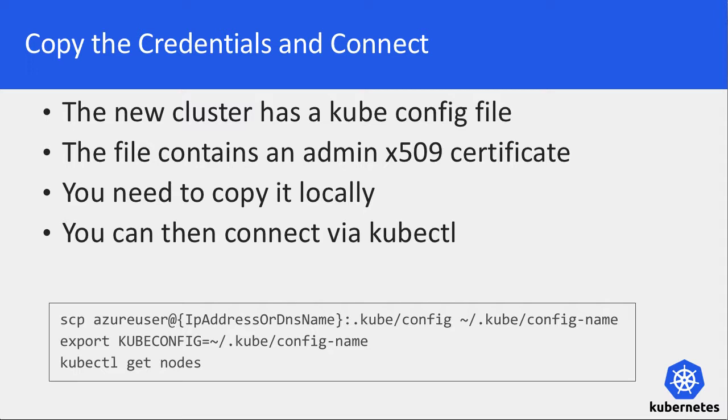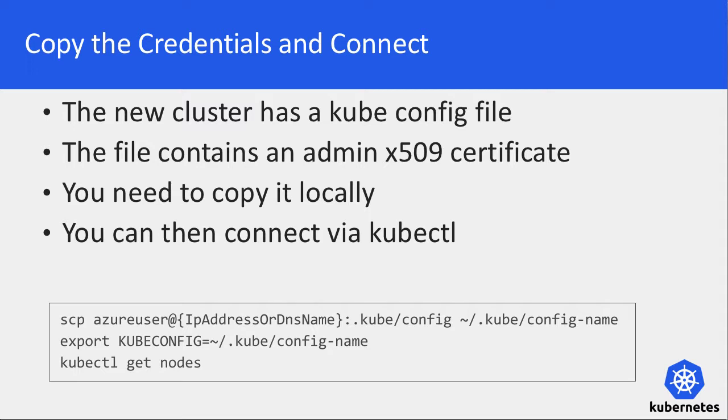And then the path to the config file on the master, and then the path to the config file on your local machine. In my case, I'm giving it a non-standard config file. I'm putting it in a location where kubectl is going to look for it, but I'm giving it a non-standard name. So I need to set an environment variable telling kubectl where that config file is. Once I've set that environment variable, then I can connect via the kubectl CLI.